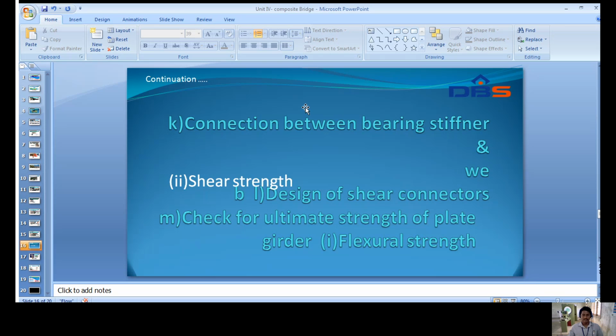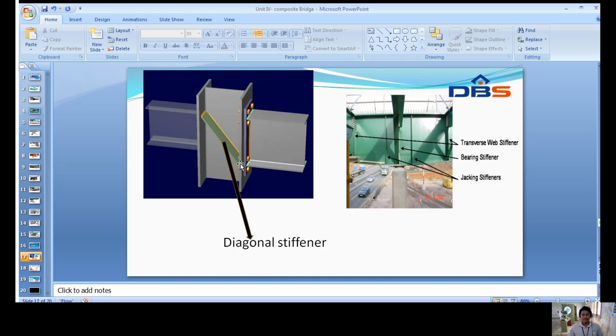Next, shear strength. In shear strength, we are going to calculate the design of shear connectors, and check the ultimate strength of the plate girder and the flexural strength. This is how our diagonal stiffener looks. It lies along the section of the web, connecting the two flanges. This is the transverse web stiffener. This is the bearing stiffener, and these are jack stiffeners.